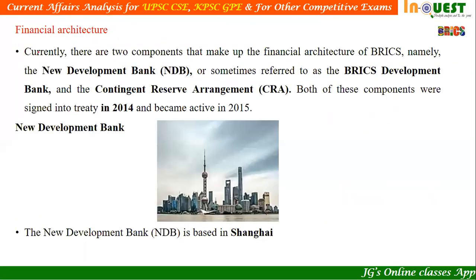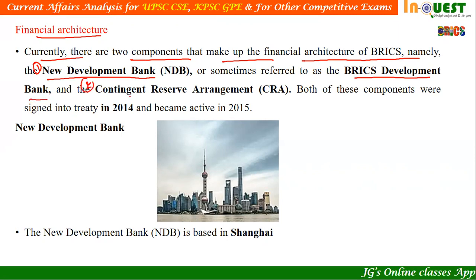Now, let us understand the financial structure of BRICS. Currently, there are two components that make up the financial architecture of BRICS. Number one, it is New Development Bank. It is also sometimes referred to as BRICS Development Bank.